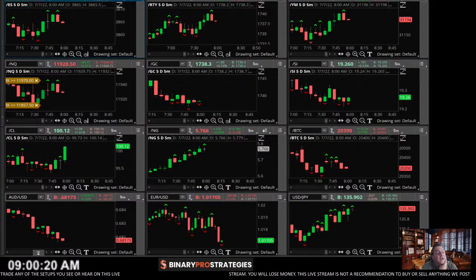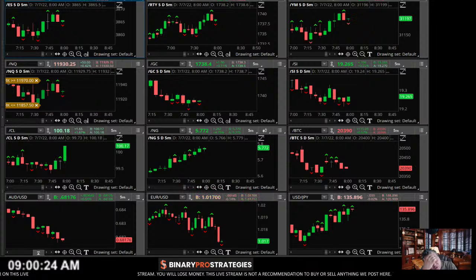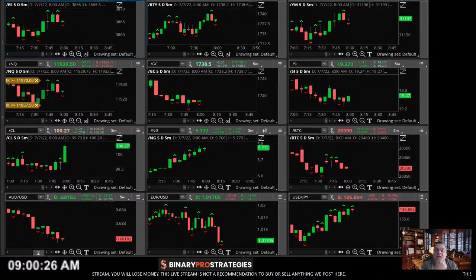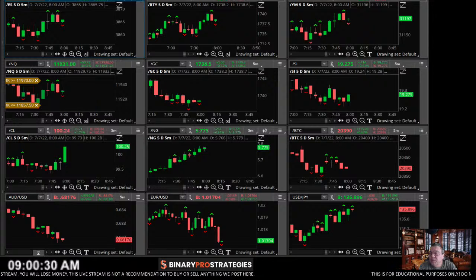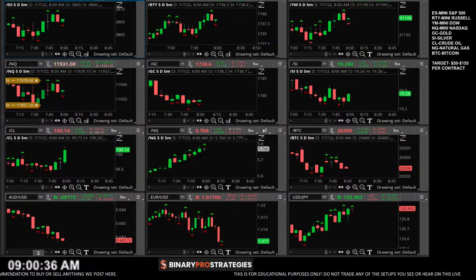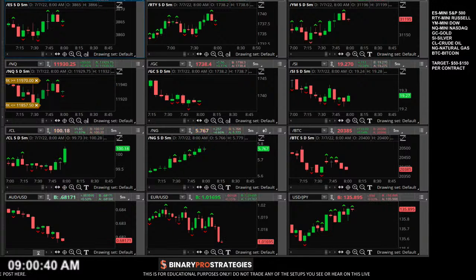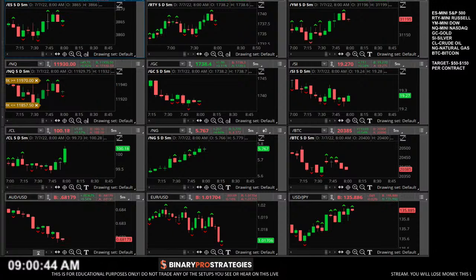We're going to get started here looking at a couple things. The only thing that we have in play right now is going to be on the NQ, which is the mini NASDAQ. If you're not familiar with these symbols, let me put those up on the top right-hand corner of the screen. When I'm talking about ES, I'm talking about the E-mini S&P 500. RTY is going to be your mini Russell. We're going to have the YM for the mini Dow and NQ for the mini NASDAQ.